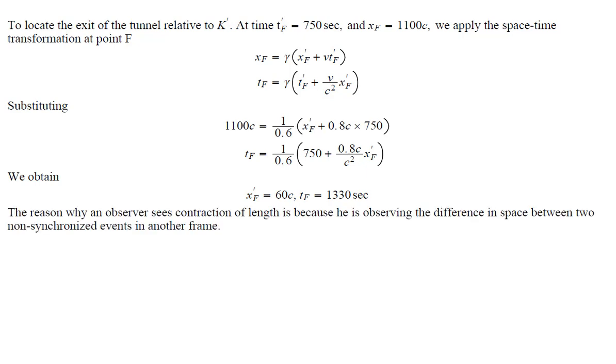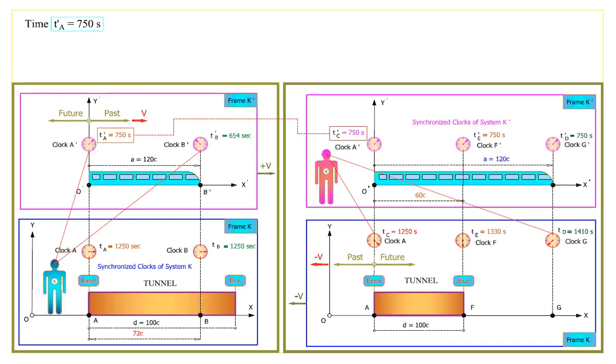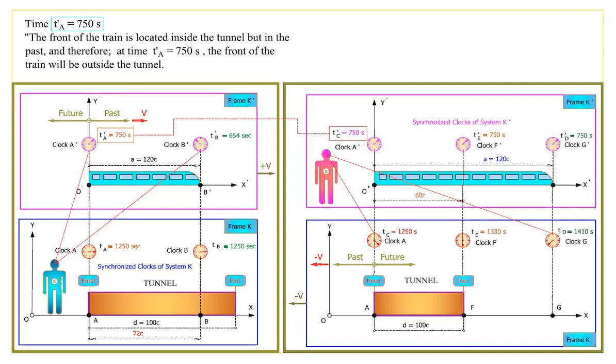The reason why an observer sees contraction of length is because he is observing the difference in space between two non-synchronized events in another frame. The front of the train relative to K is shown in the underneath drawing. At time t'a equals 750 seconds, the front of the train is located inside the tunnel but in the past, and therefore at time t'a equals 750 seconds, the front of the train will be outside the tunnel.